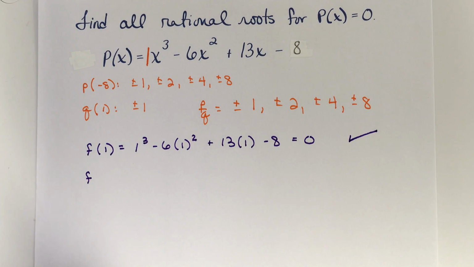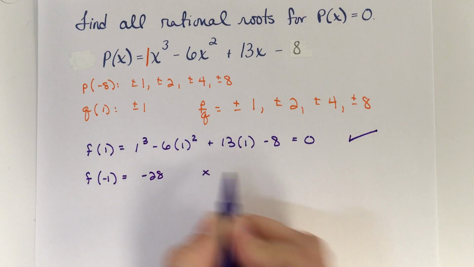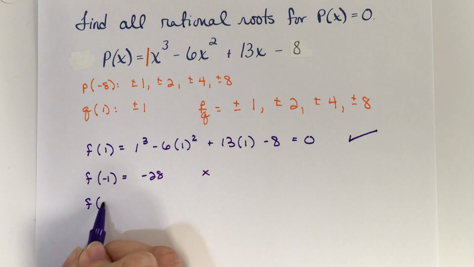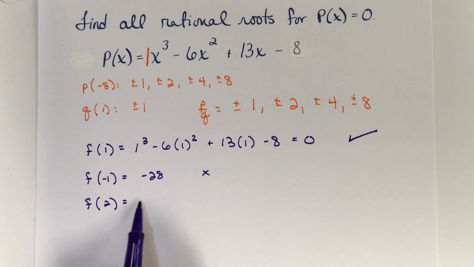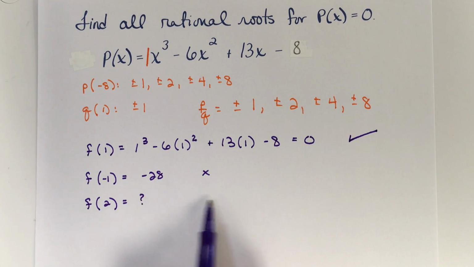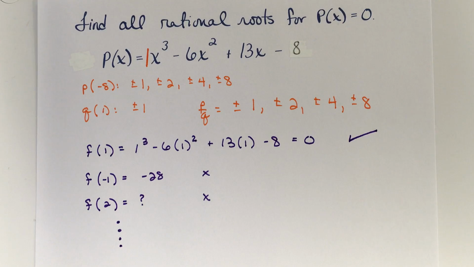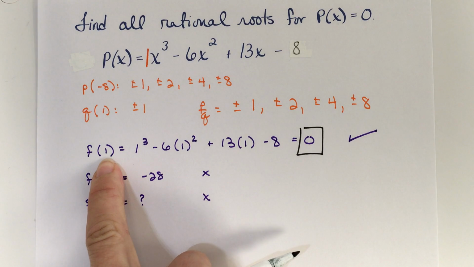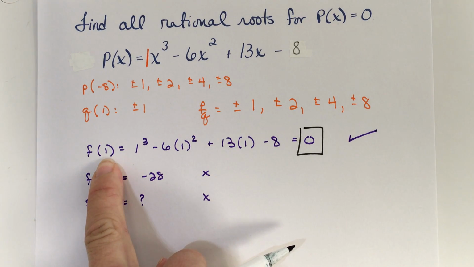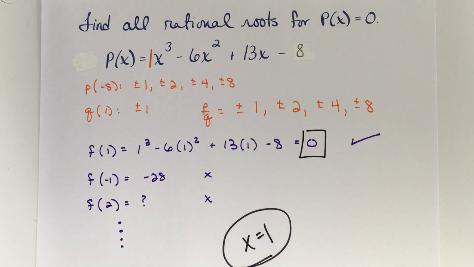Going down the list, there can be more than one of them that will work. So if you were to try -1, you're going to get -28, so that's a no. Then you try positive 2. I didn't calculate what this value would be, but I do know it ends up not being 0. If you were to go on down the list, the only one that's going to give you 0 is positive 1. So your answer, the rational root, is 1. You could say x equals 1 is your answer for this one.